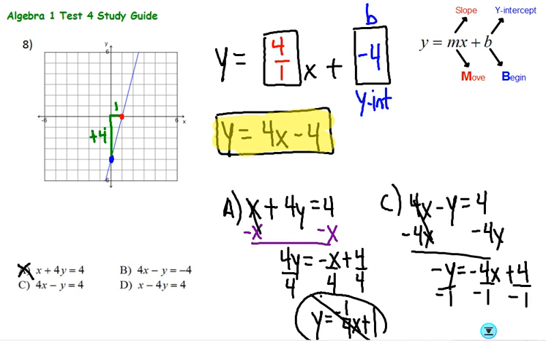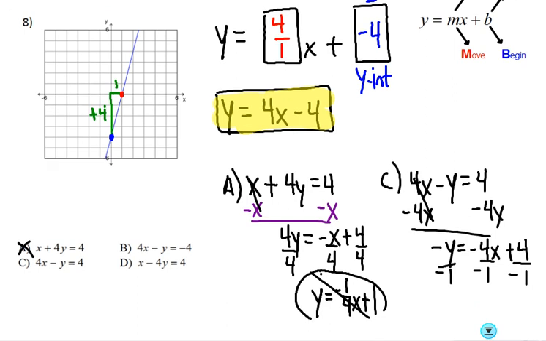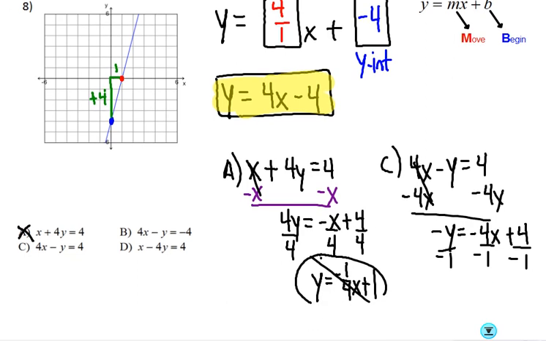Let me give ourselves a little more room here. We'll just move it down a little bit. All right, so those negatives, the two negatives kind of cancel each other out, so you're left with just a positive y equals positive 4x minus 4. Oh, ding, ding, ding! That's what I was looking for. I was looking for y equals 4x minus 4. So that actually is my correct answer. That means the answer would be C.